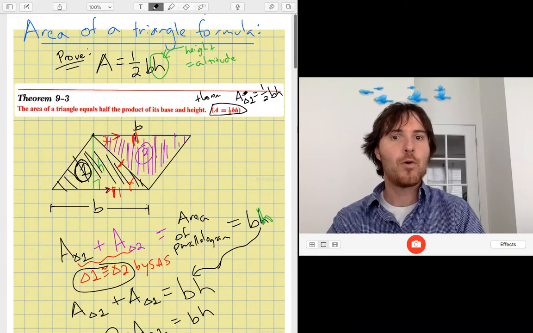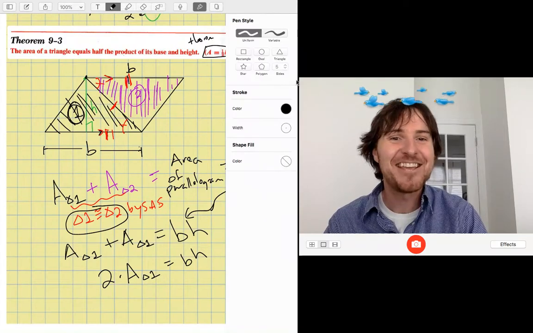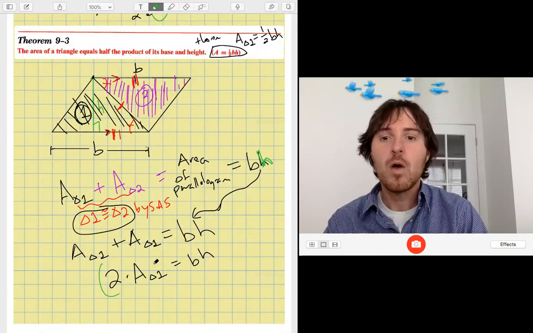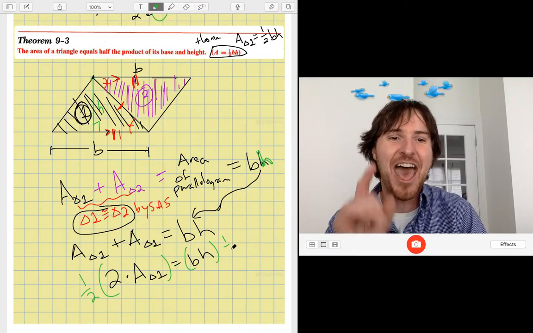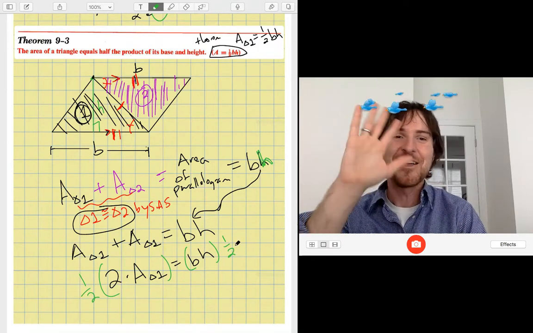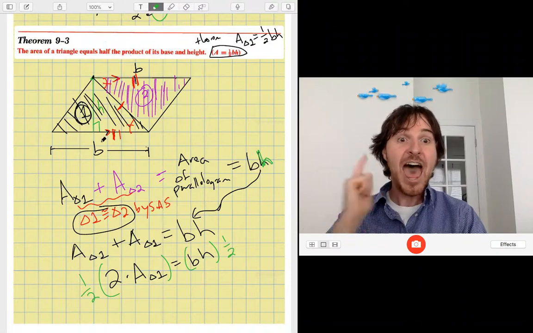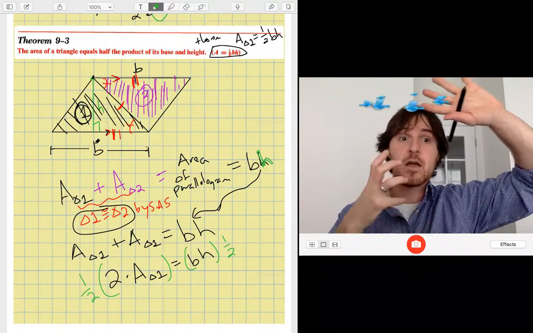What do we want to prove? We want to prove the area of triangle 1 equals 1/2 base times height. What can I do to both sides? Well, I can divide both sides by 2 by the division property of equality, or what I'm going to do is multiply both sides by a half, because I like having that half in the formula, not the B times H over 2. Why? Because I want to be reminded: half of what? Half of the parallelogram that would get formed if you had a congruent triangle on the other side.